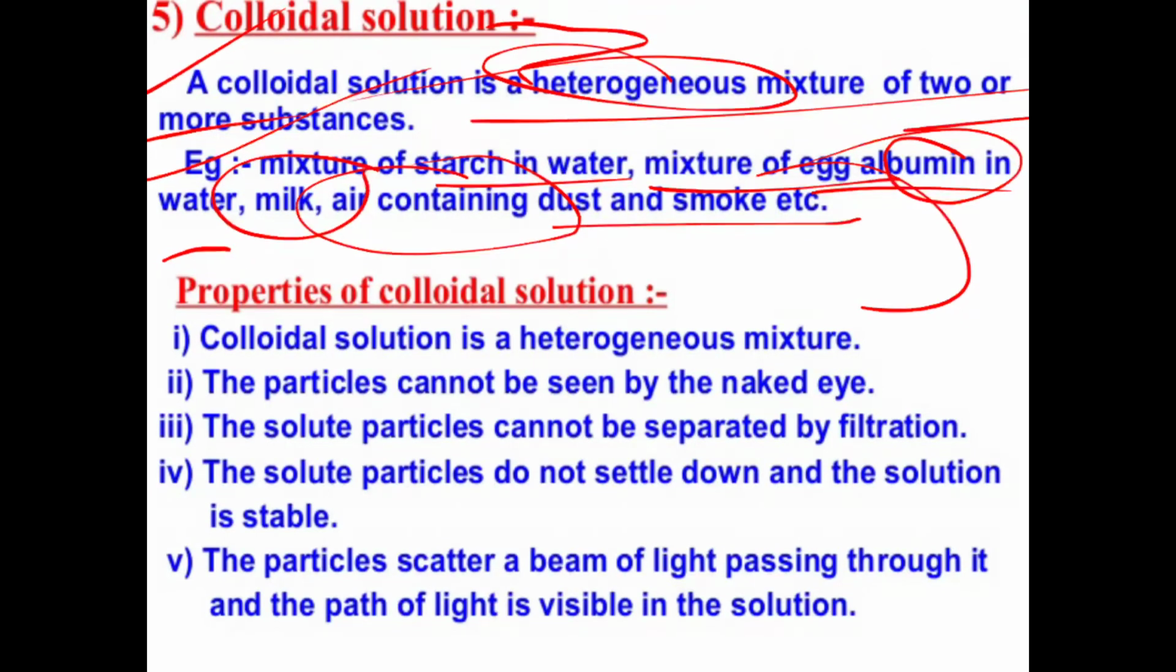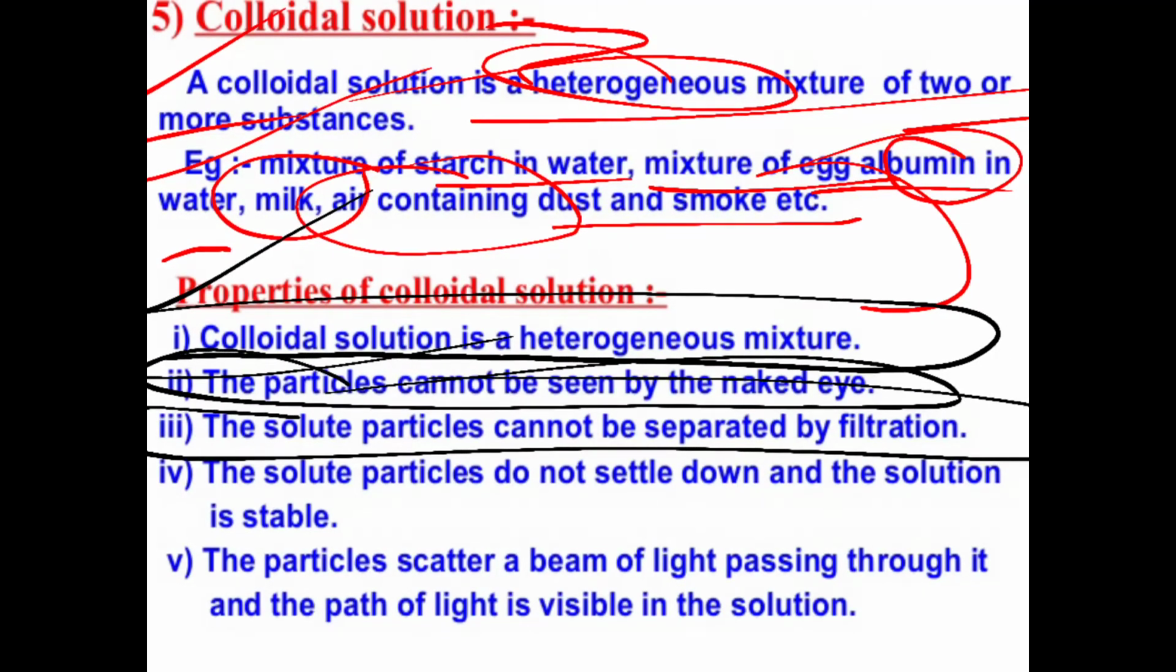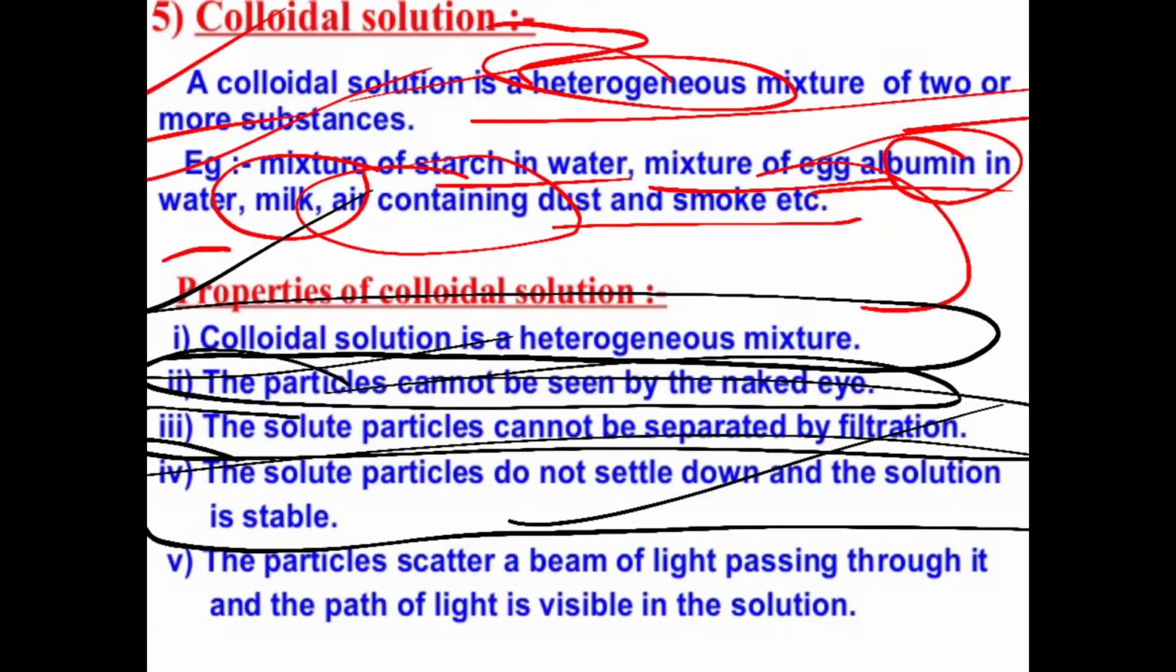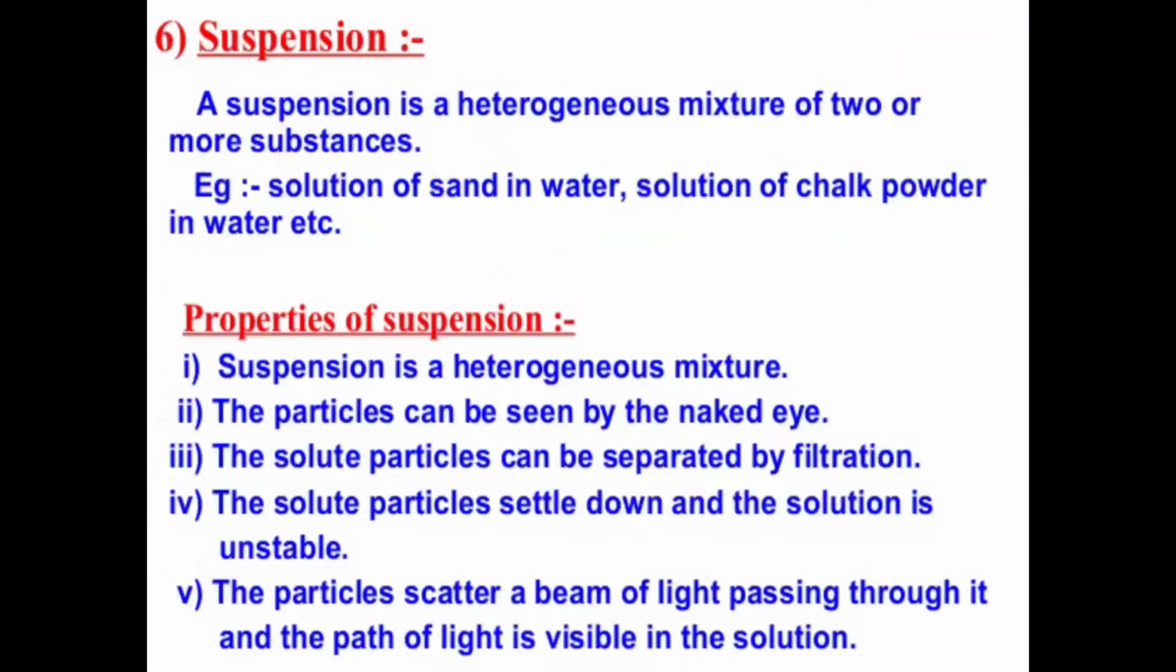Now, properties of colloidal solution. A colloidal solution is a heterogeneous solution. The particles cannot be seen with the naked eye. The solute particles cannot be separated by filtration. The solute particles do not settle down and the solution is stable. The particles scatter a beam of light passing through it, and why? Because the light is visible in the solution.